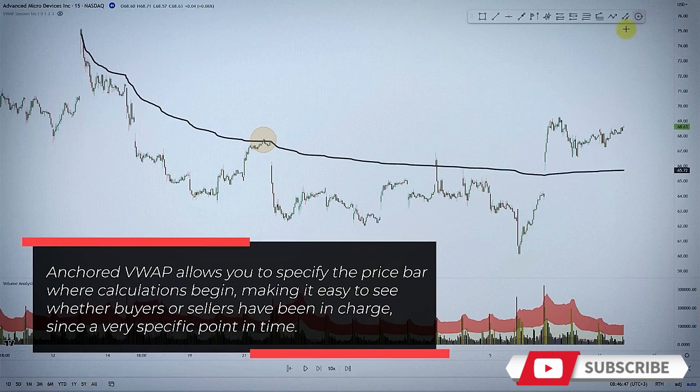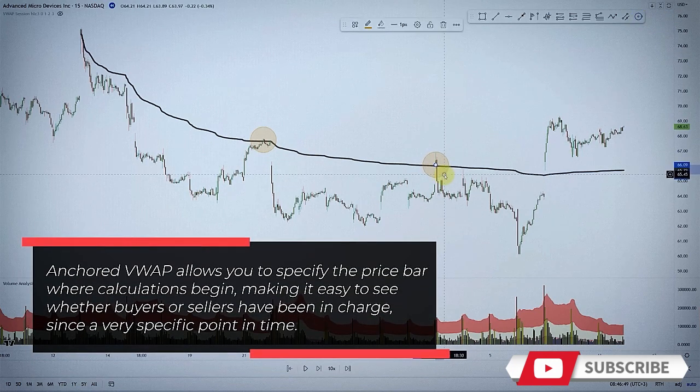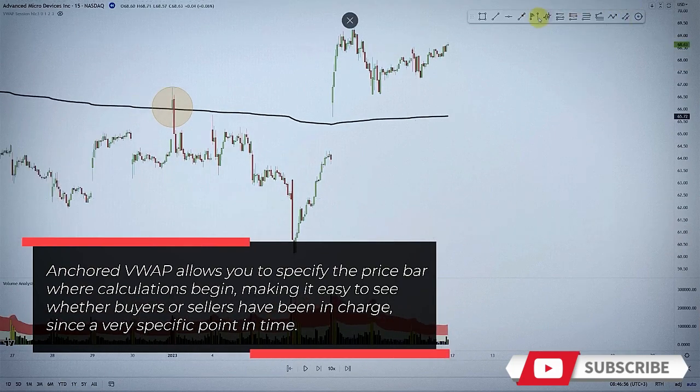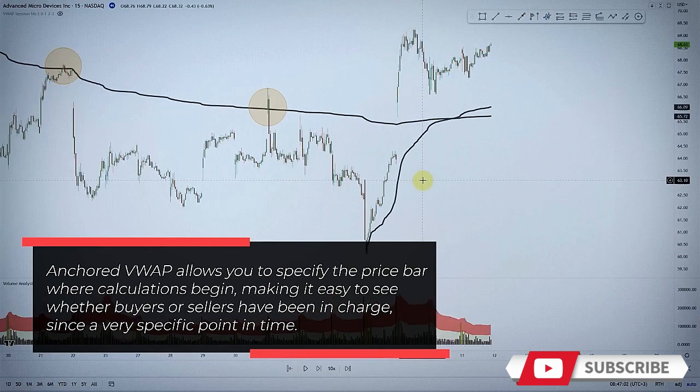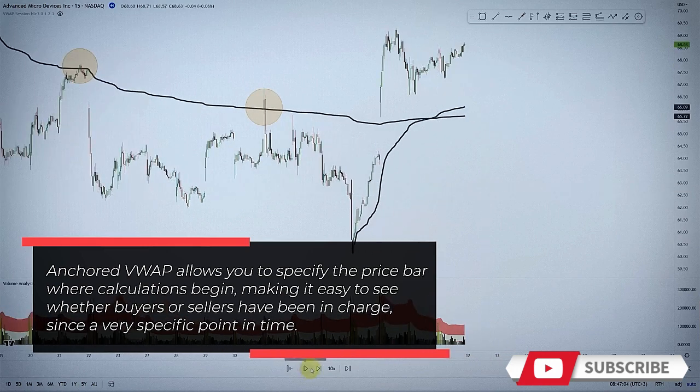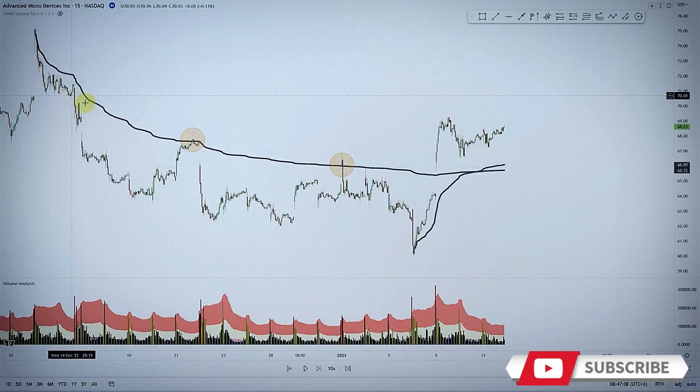Anchored VWAP allows you to specify the price bar where calculations begin, making it easy to see whether buyers or sellers have been in charge since a very specific point in time. With anchored VWAP, you choose a first candle. You are anchoring the indicator to that bar. You have full control and you get flexible starting and ending points.